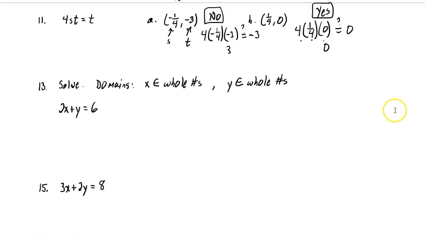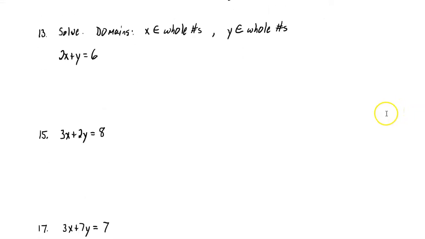Okay, now we're to the second skill. We're not given ordered pairs that we're supposed to check if they're answers. We have to find the answers. We have to find the ordered pairs.